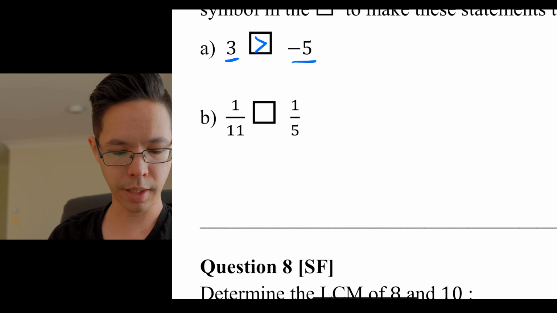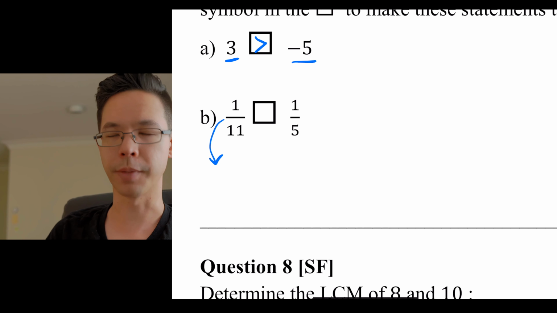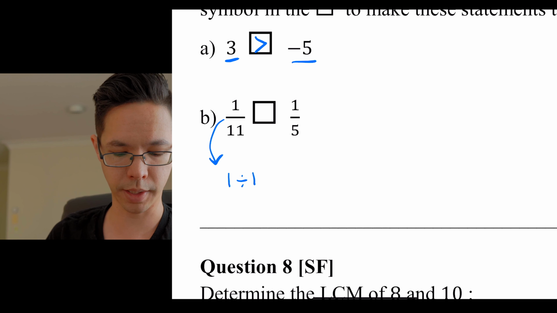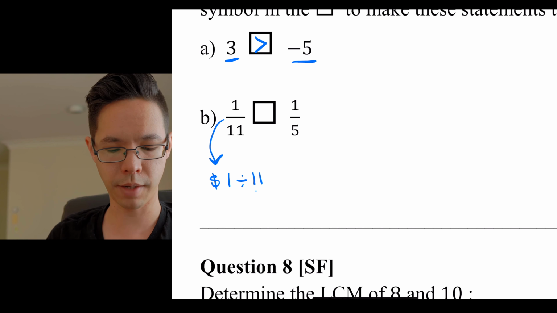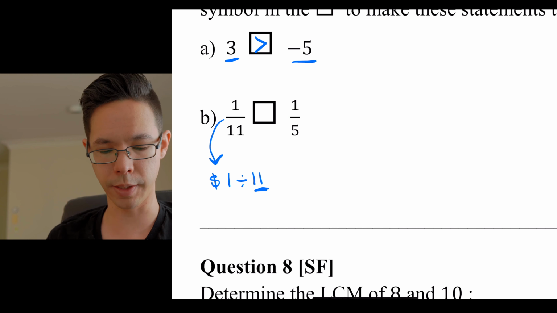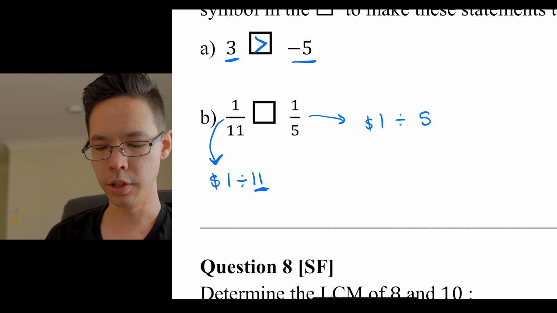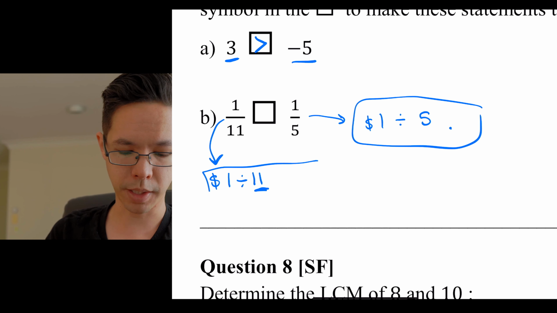B, 1/11th versus 1/5. Well, a fraction is actually a division problem. So this actually means 1 divided by 11. So you can imagine, having $1 in your pocket and you have to share it amongst 11 friends evenly. Compare this to having $1 and you must share it amongst 5 of your friends evenly. You can see that this one here, each person's going to get a bigger piece compared to this.